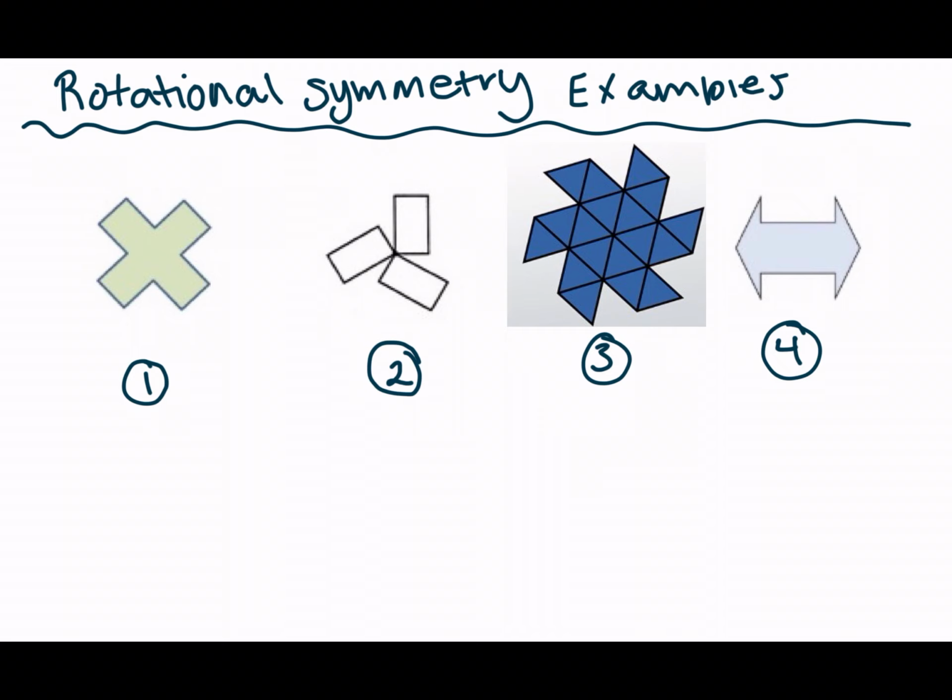Okay, so in my first example, I have this green X. I'm going to leave this first X right here. This is going to be our reference. And I'm going to rotate this image over here. So I'm going to rotate it 1 time. I rotated it 1 time and notice it still is the same shape of the green X.